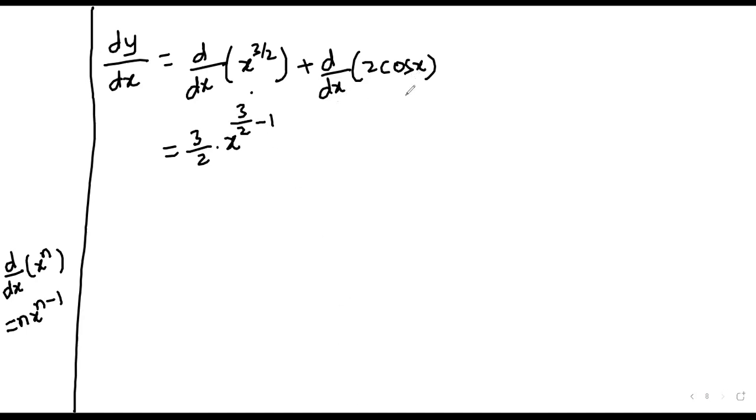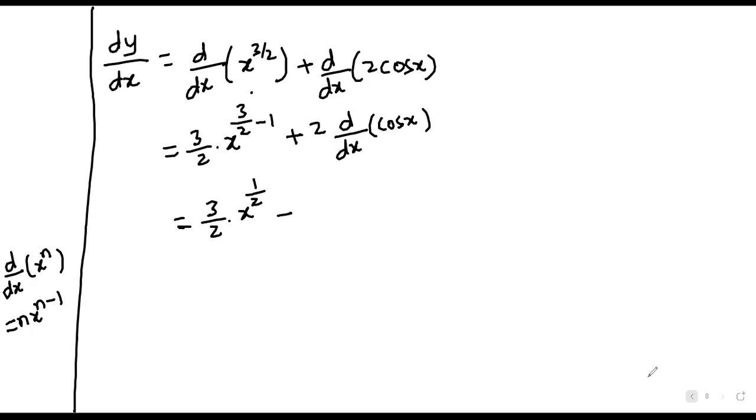And d by dx of 2 cos x. 2 is a constant, so bring 2 outside: 2 times d by dx of cos x. So that is 3 by 2 times x power, and 3 by 2 minus 1 means 1 by 2. d by dx of cos x means minus sin x.